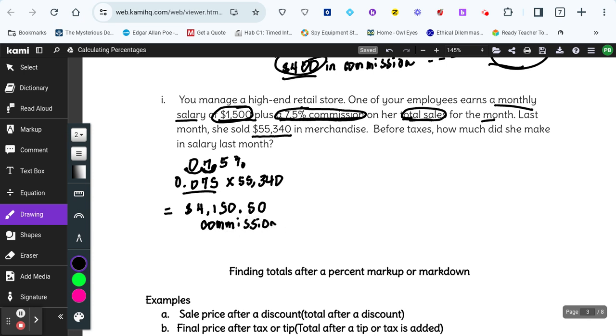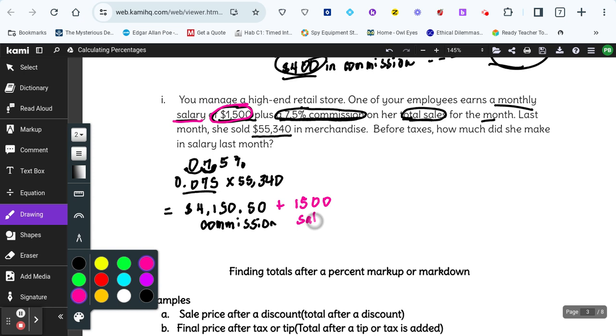But the thing this says is that there is a base salary, regardless of what she sells. She didn't have to sell a thing. A salary is something you're guaranteed. So we got to add in her salary. That's that guaranteed salary. So when we take that $4,150.50 and add $1,500 to it, we know that you've made $5,650.50 before taxes are taken out.